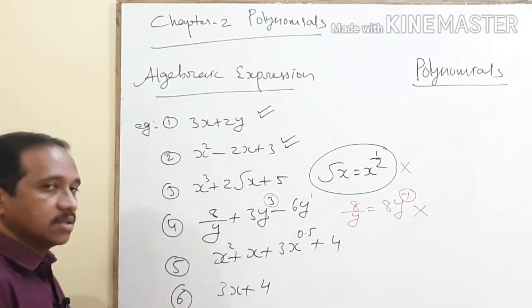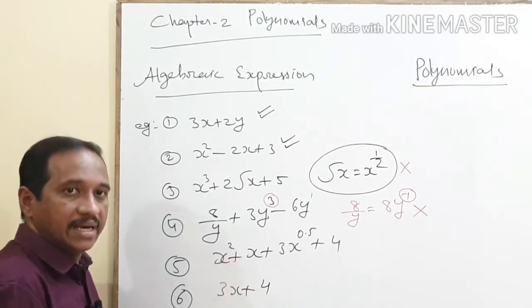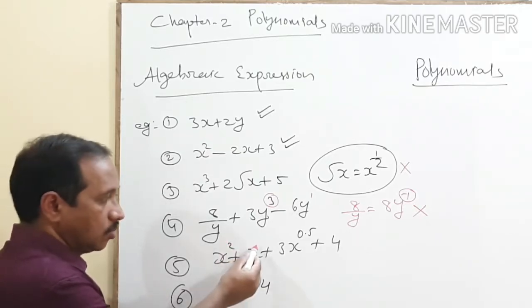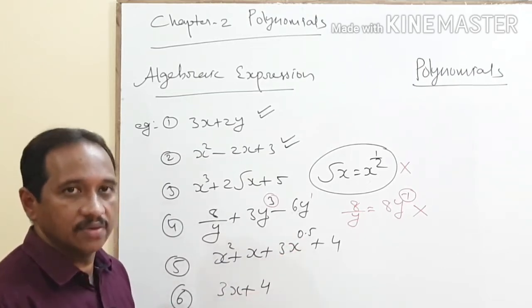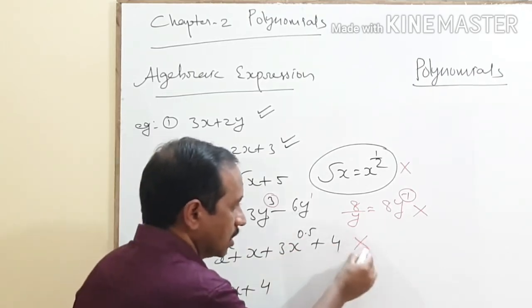Fifth one, the power of the variable x are 2, 1, and here the power is a decimal number 0.5. So this is also not a polynomial.